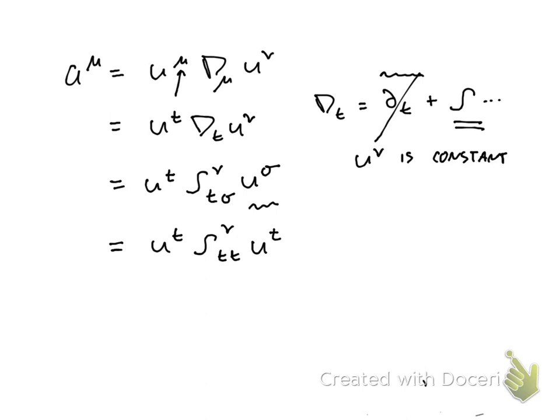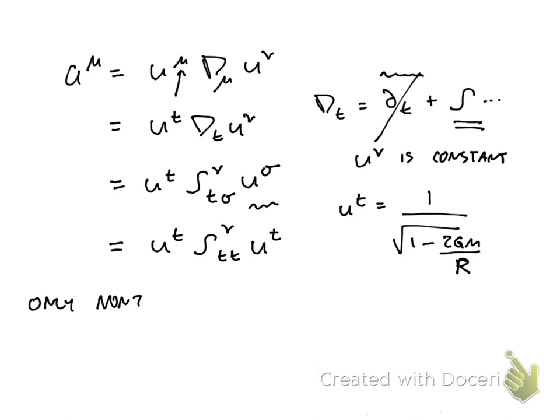And let me remind you that u^t equals 1 over the square root of 1 minus 2GM over r, where in our case, r is equal to big R. So this is as far as we can go without actually calculating something. Now, it turns out we really do need the Christoffel symbol. It turns out that the only non-zero Γ^μ_{tt} is if μ equals r.